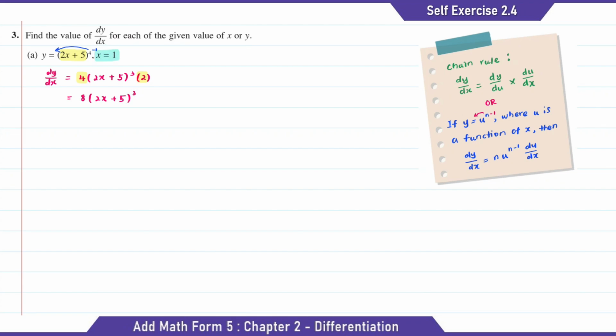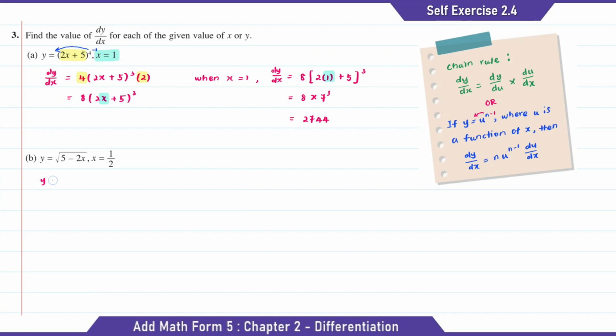So here the x value given is 1. Then to find the value of dy/dx, just substitute the x here with 1. This is equal to 8 times 7 to the power of 3. The answer will be 2744.